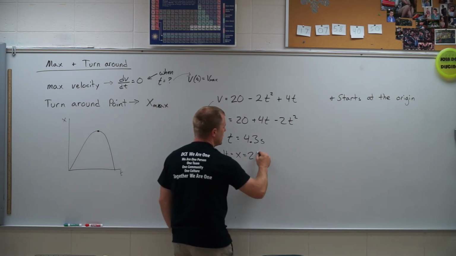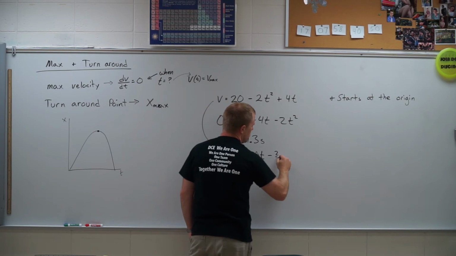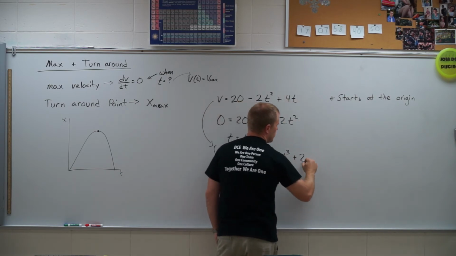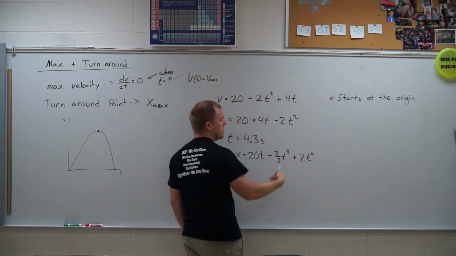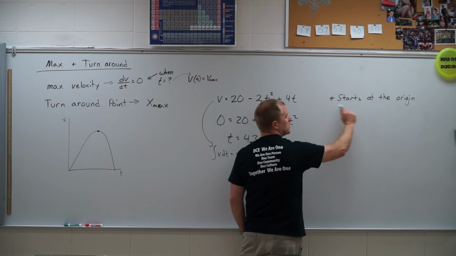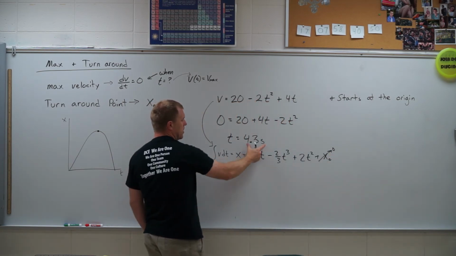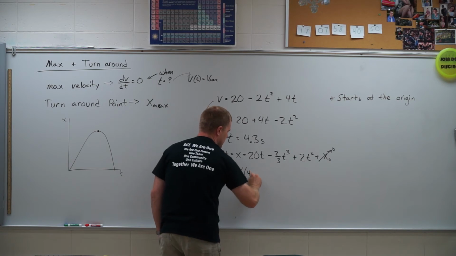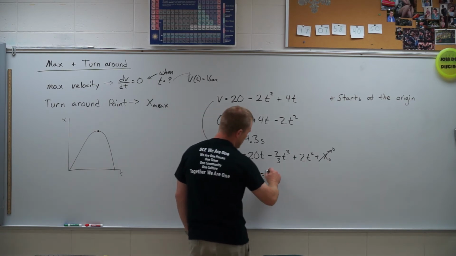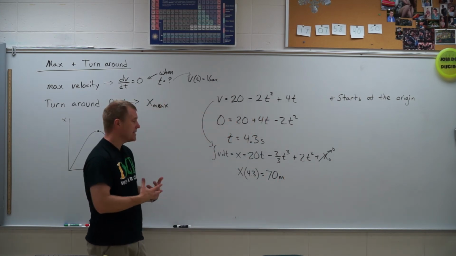So I have 20t minus 2/3 t cubed plus 2t squared, because it's 4 divided by 2. And then I have plus my initial position, but they told me it starts at the origin, so my initial position is 0. At this point now I need to plug in that 4.3 seconds, and that will give me the turnaround point of being 70 meters about. There we go. So that's how we find max and mins.